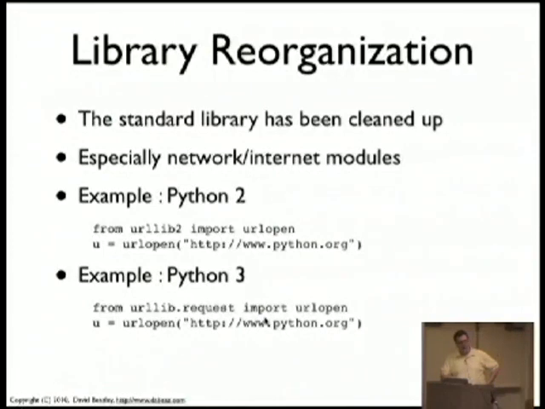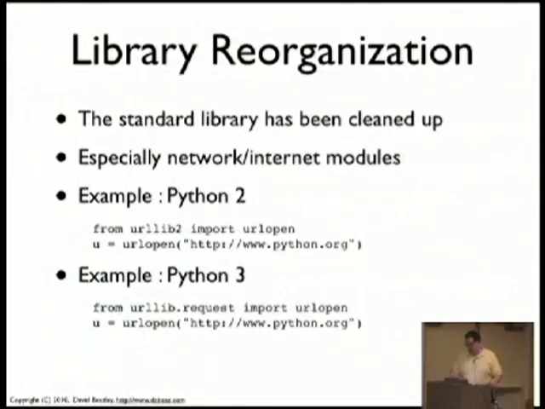And then some things changed in the library. A lot of the standard library got cleaned up and reorganized. Mostly where you see this is in some of the networking and internet stuff. So things like urllib2, HTTP, and all those libraries have been reorganized and put into more of a package structure. That's the kind of thing you see if you move to Python 3: this library reorganization and some new language features.